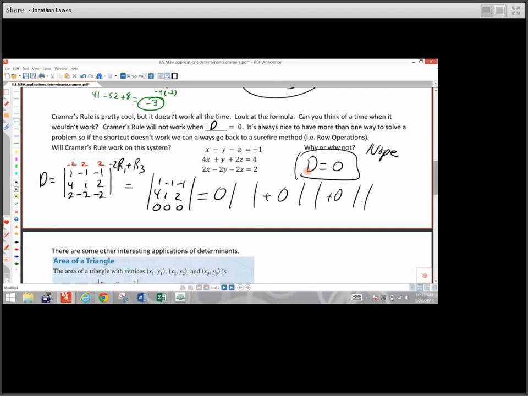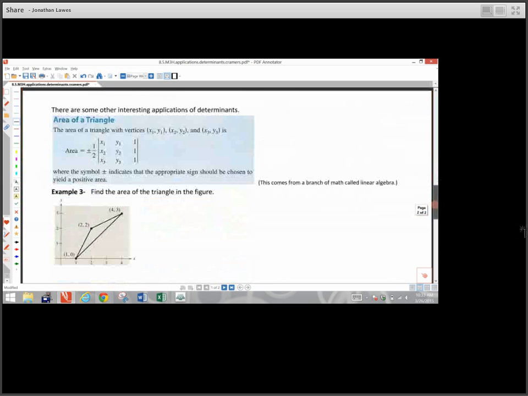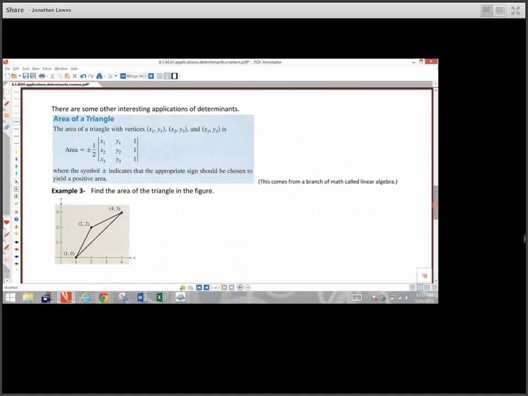Okay, so there are lots of nice shortcuts to things, but a lot of times if you've got a shortcut, it's got a pitfall. You've got to know where that shortcut breaks down. Okay, are there any questions?